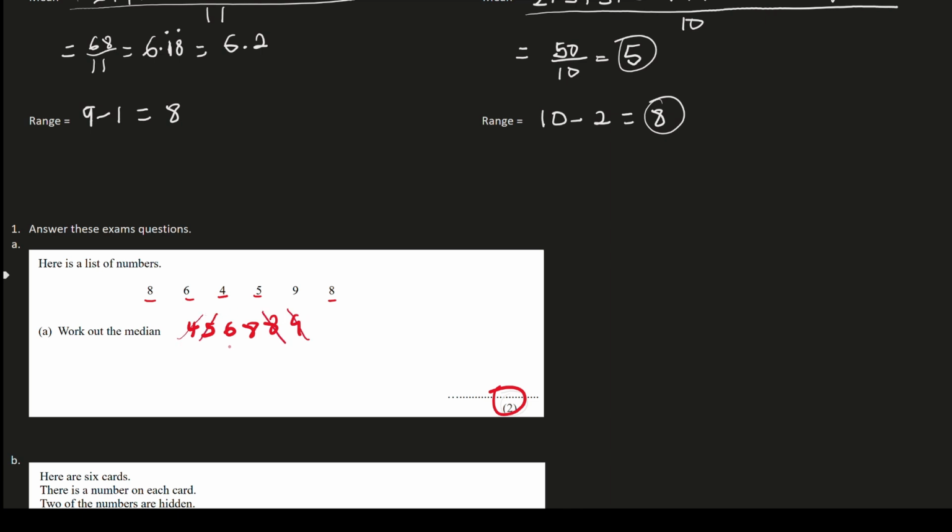Now, if you notice, I have 2 numbers in the middle. So what are we going to do? Add them and divide by 2. So I have 6 plus 8 divided by 2. 6 plus 8 is 14 divided by 2, and that's what? 7. Of course, you can literally look at this and tell that the middle number is 7. So our answer is 7. So that's the median. Our median is 7.